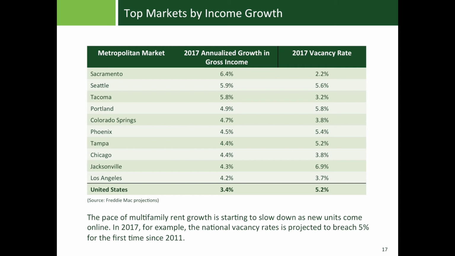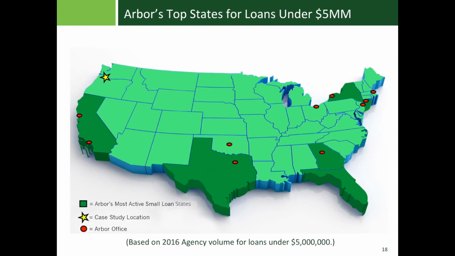Ivan, tell us a little bit about where Arbor is most active, particularly in the small balance space. I think if you go to California, Texas, the Southeast, Florida, and of course New York, these are major areas for us. That's where there's a lot of housing stock. There are other areas in tertiary markets, but the volume on a dollar basis is not there, though we do service those markets as well.